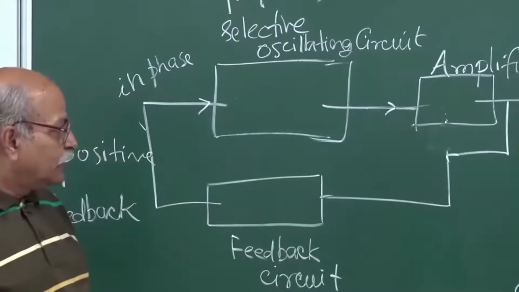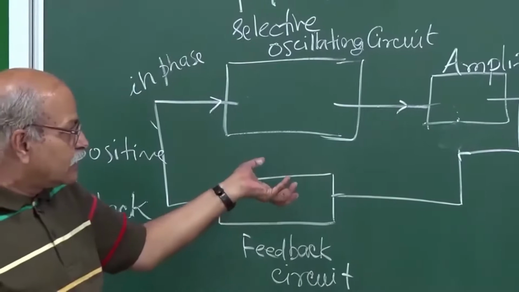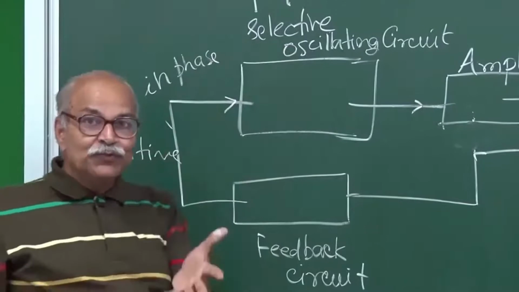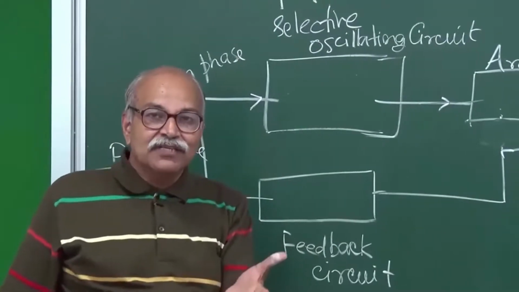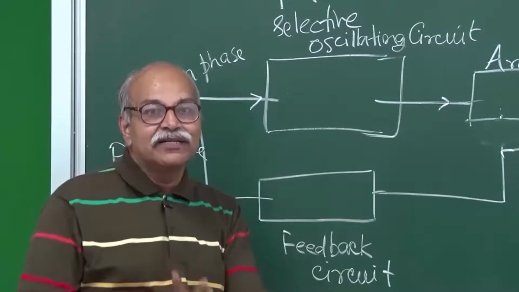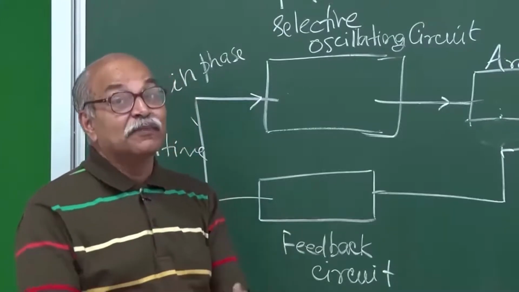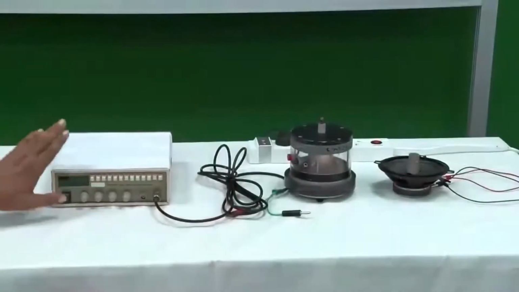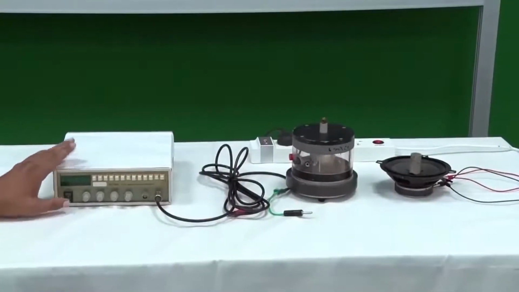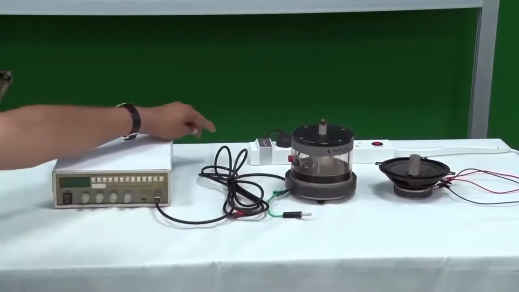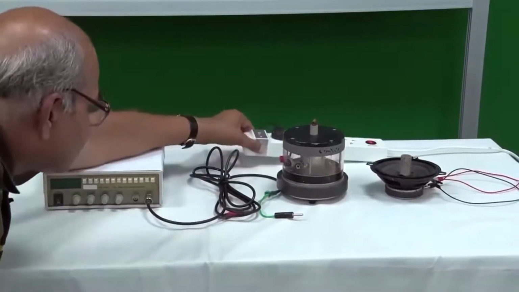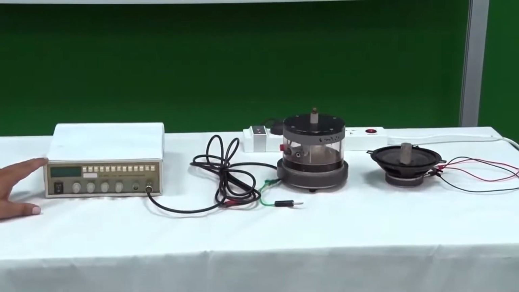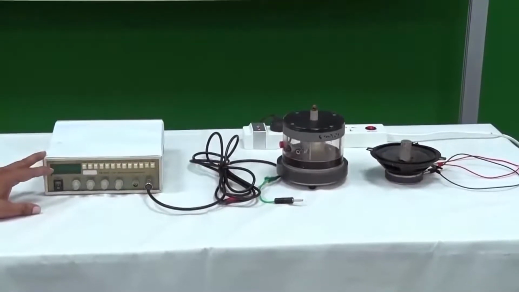So, before going into the circuit that can be used as an oscillator, let me show you an oscillator actually performing on the table. So, let's look at this. This is the unit which is the oscillator, and we are giving it power from this supply. I told you that the function of an oscillator is to convert DC into AC.